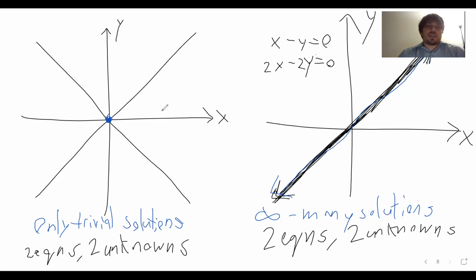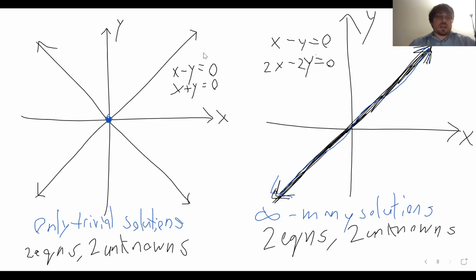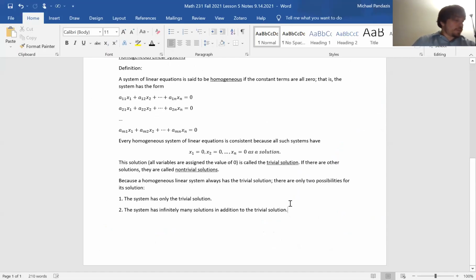And then here, this is one example. There's lots of examples. You could have x minus y equal to 0, and the other one is x plus y equal to 0. So x minus y equals 0 and x plus y equals 0 has exactly one solution at the origin. Okay, and so that's an example of exactly one solution, the trivial solution, or in the other example, infinitely many solutions, every point on the same line. So those are the two possibilities. This is depicted on the whiteboard.